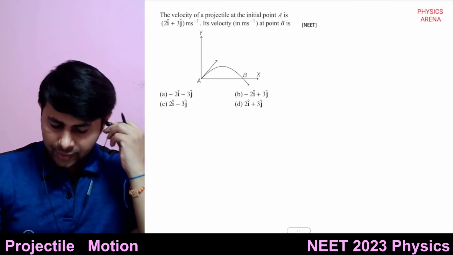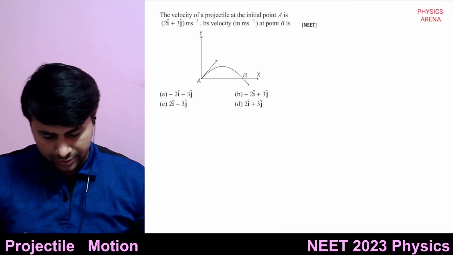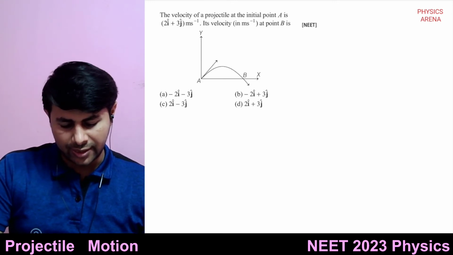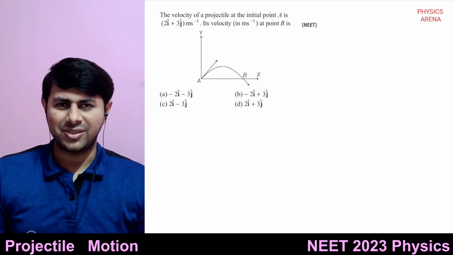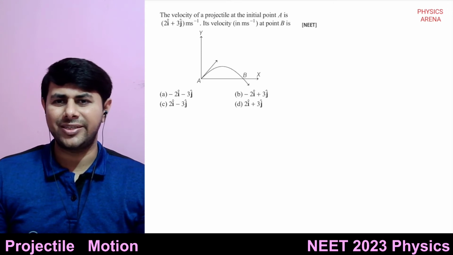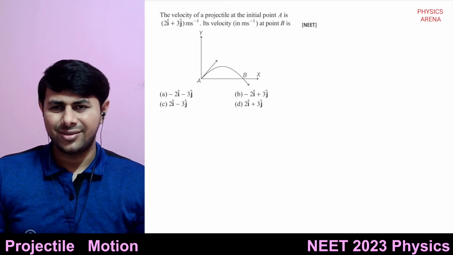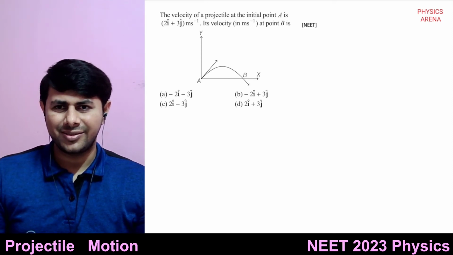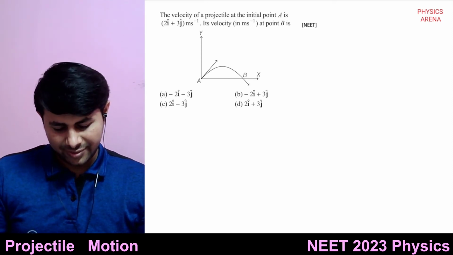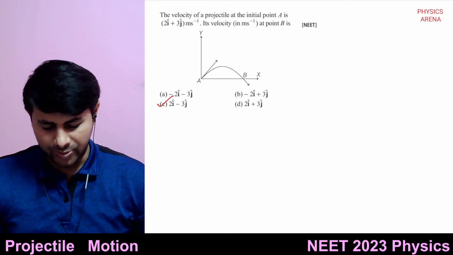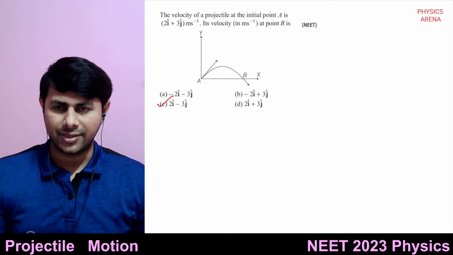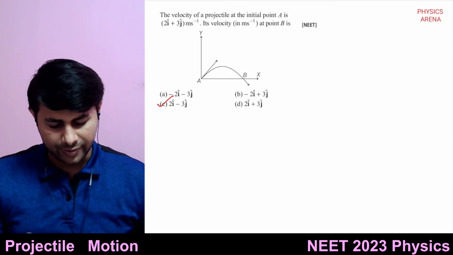All right. Next question. The velocity of projectile at initial point A is this thing. Its velocity at point B is, you tell me. What happens? X component remains same, Y component gets reversed. 2i minus 3j, option C, good. So X component remains same, Y component gets reversed. 2i minus 3j is the answer. Okay, very simple.